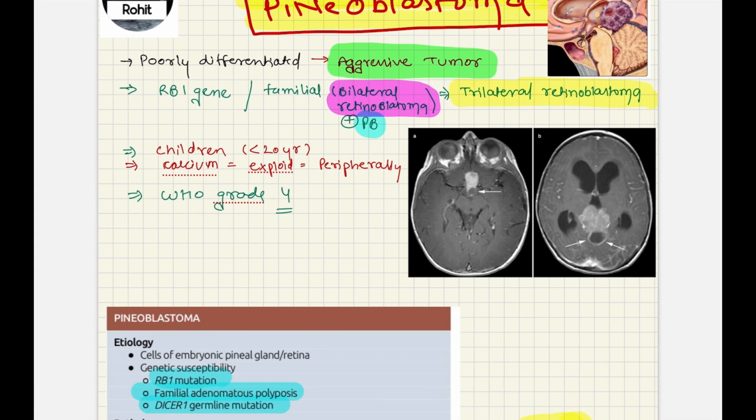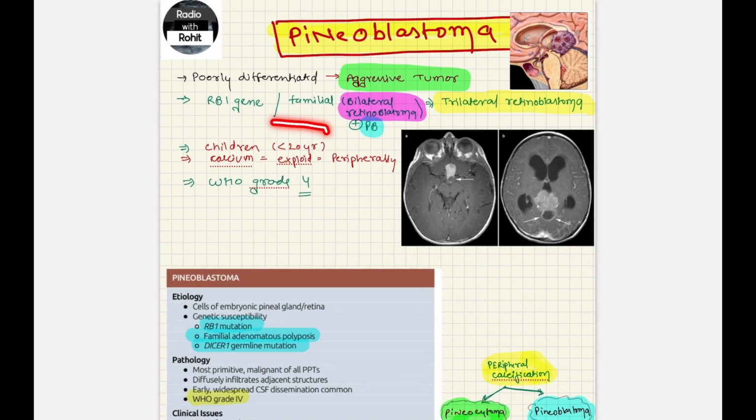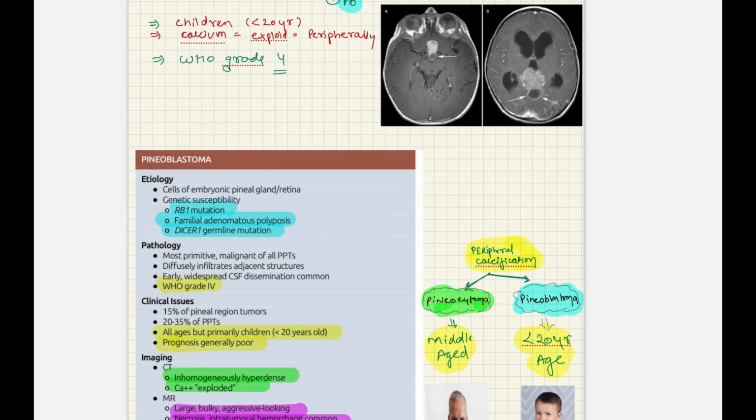Usually the pineoblastoma occurs in children, mainly below 20 years of age, with peripheral calcium, or we can call it exploded type of calcium. So WHO grade 4. A poorly differentiated, aggressive tumor with retinoblastoma 1 gene, bilateral retinoblastoma, trilateral retinoblastoma, if we have a pineal gland mass association in a child less than 20 years, is WHO grade 4.